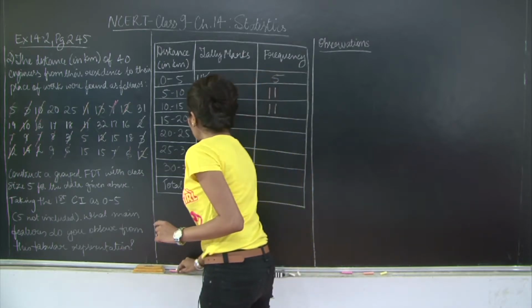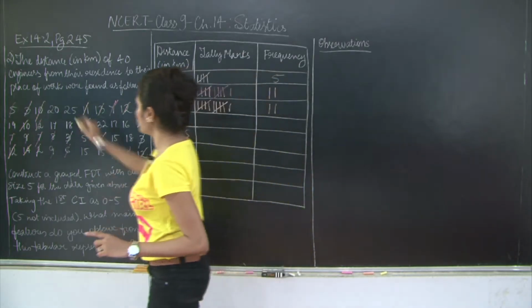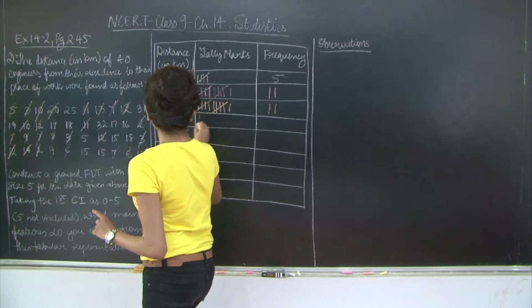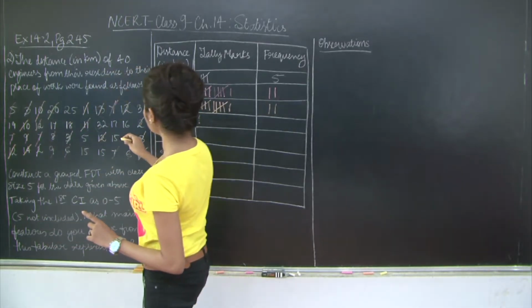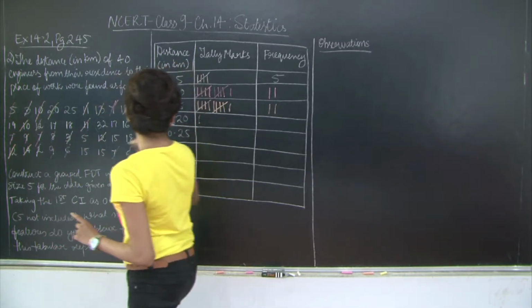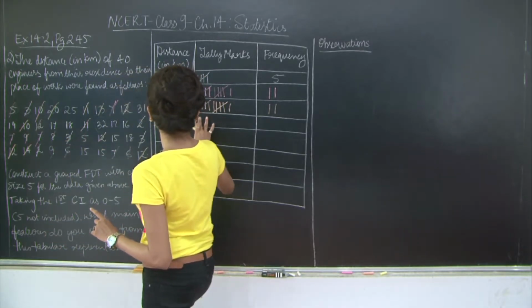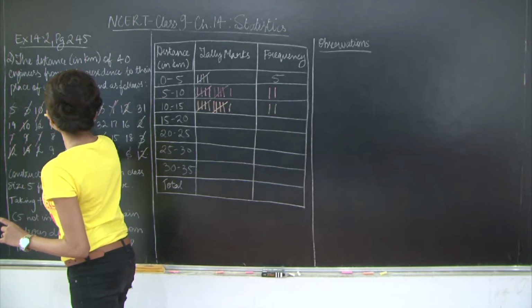Let's move on to 20 to 25. So 20 will come here but 25 won't. So 20 to 25. Did I miss out on anything? There is, okay. Sorry, this is 15 to 20.